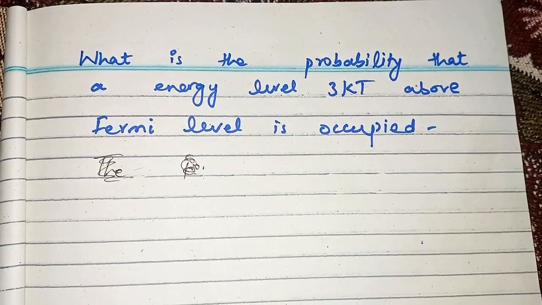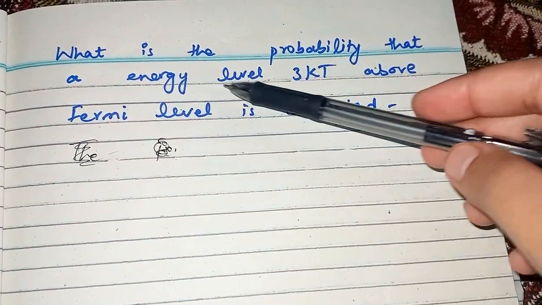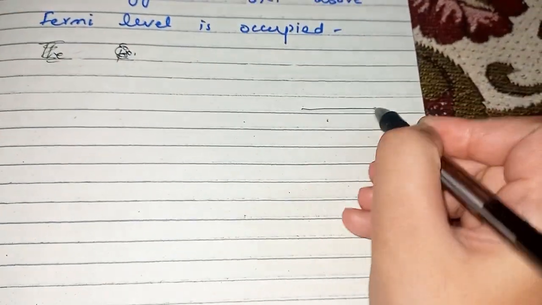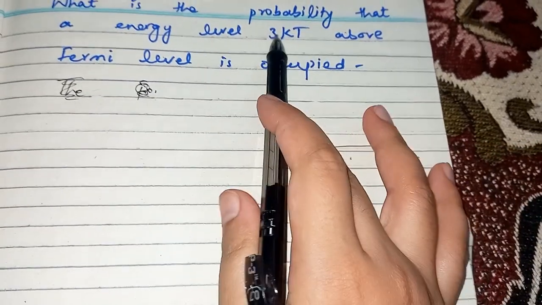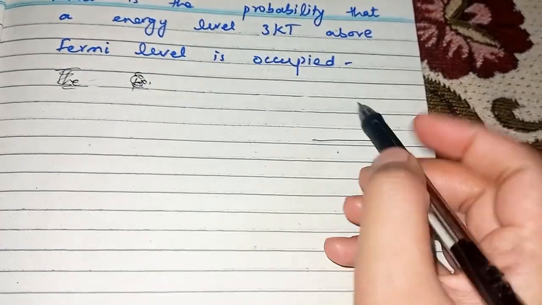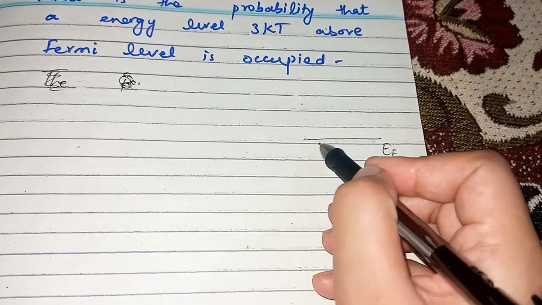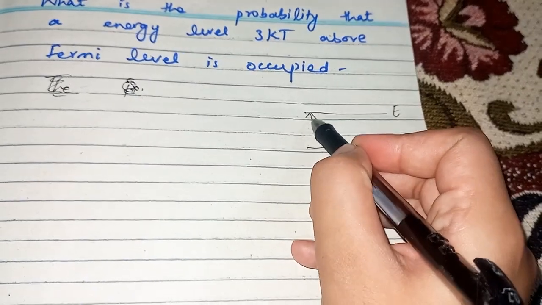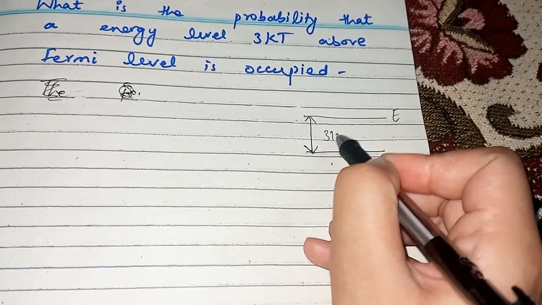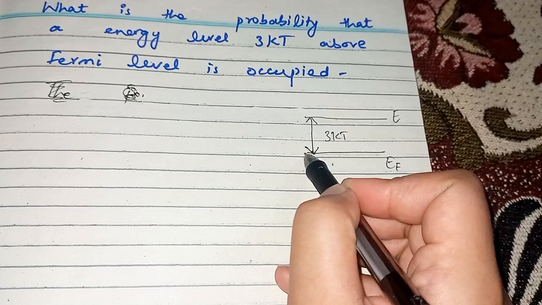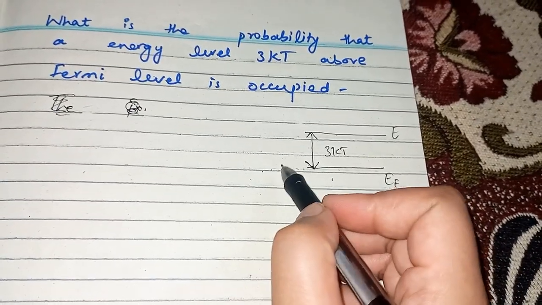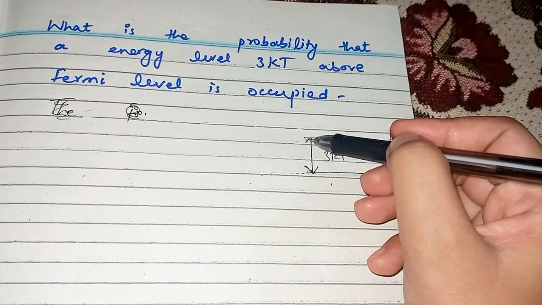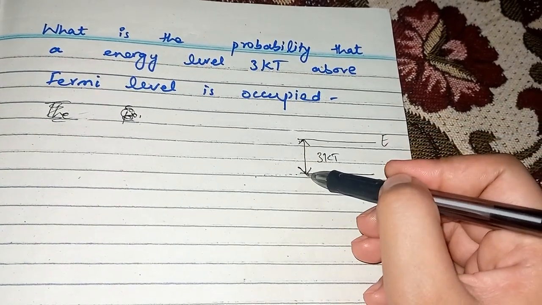Now let's see what the problem is. It says, what is the probability that energy level 3 kT above Fermi level is occupied. Okay, so let's say this is the Fermi level, and they are saying energy level which is 3 kT above Fermi level. It means that there is some energy level above Fermi level which would be like this, and the difference between these two levels is 3 kT. As this says, keeping in view the Fermi level as a reference level, they say a level which is 3 kT above the Fermi level. So that's actually the difference between that level and the Fermi level.